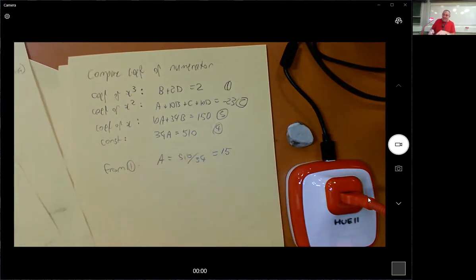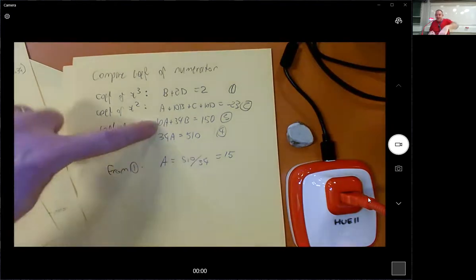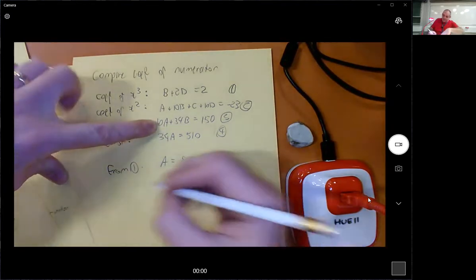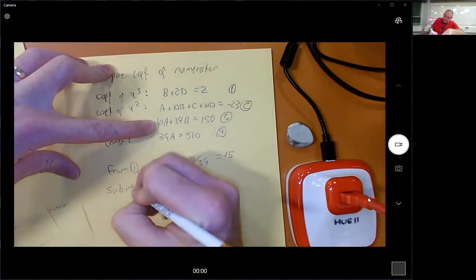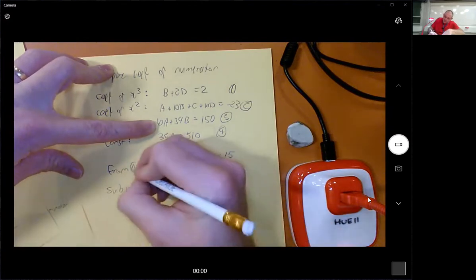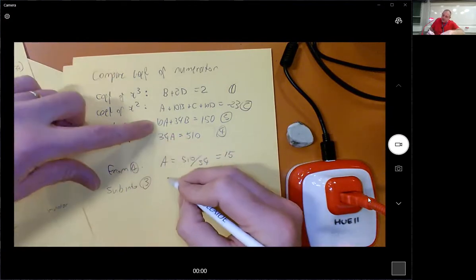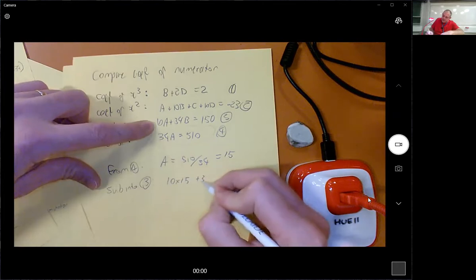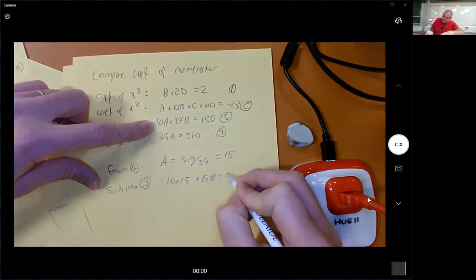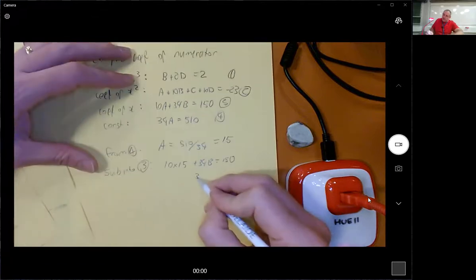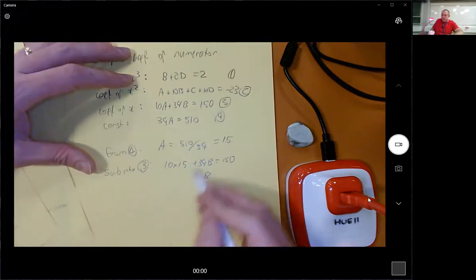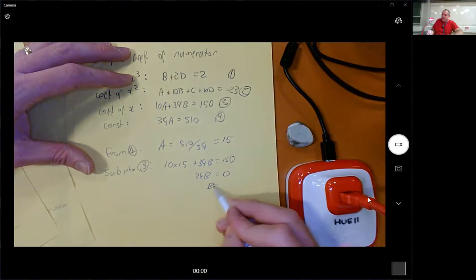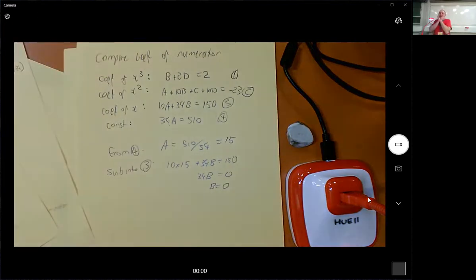And then if I sub that a into this one, it'll tell me what b is. Sub into number 3. No, that's number 4, sorry. Sub into number 3. 10 times 15 plus 34b is 150. And so 34b, well, 10 times 15 is 150, so that will be 0, so b is 0. Oh, how convenient.